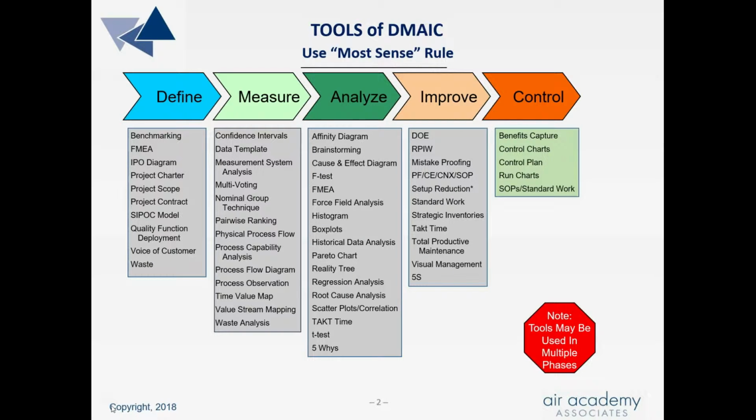The tools of DMAIC were introduced in the Define tutorial. For this tutorial, we will first look at the list of possible tools available for use, and then we will address some of the more common ones that you will see used in the control phase. For the control phase, we see tools such as the control plan, run charts, control charts, standard work, and capturing the benefits of the process improvement effort.